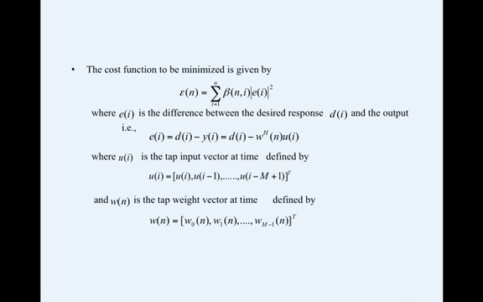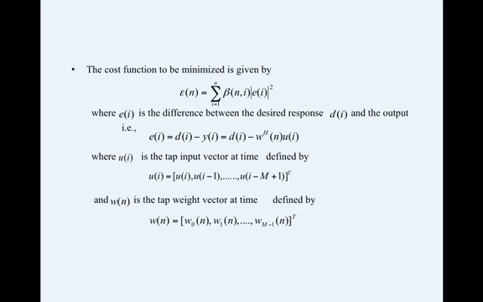Again, we have a couple of equations here. The cost function to be minimized is given by epsilon of n equal to the sum of beta of n comma i into the absolute value of e of i squared, where e of i is the difference between the desired response d of i and the output.